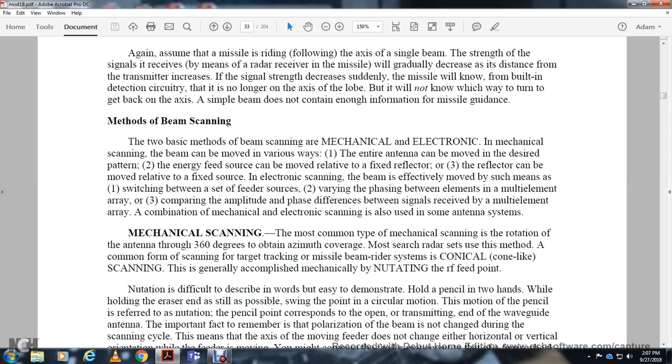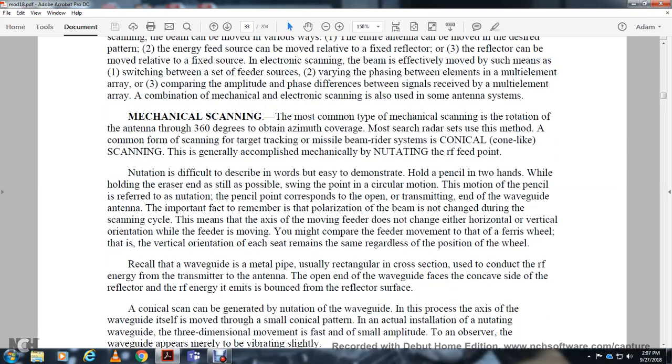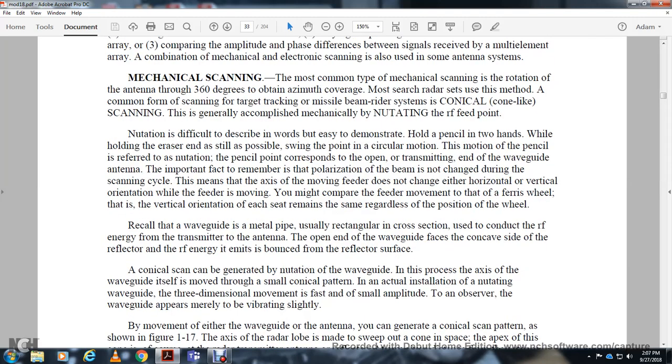By comparing amplitude and the phase difference between the single receivers of the multi-element array, a combination of mechanical and electronic scanning is also used in some antenna systems. Mechanical scanning: the most common type of mechanical scanning is the rotation of the antenna through 360 degrees to obtain azimuth coverage.